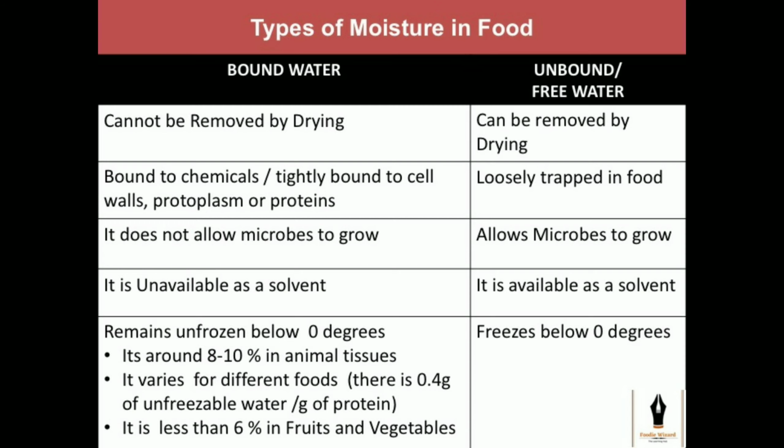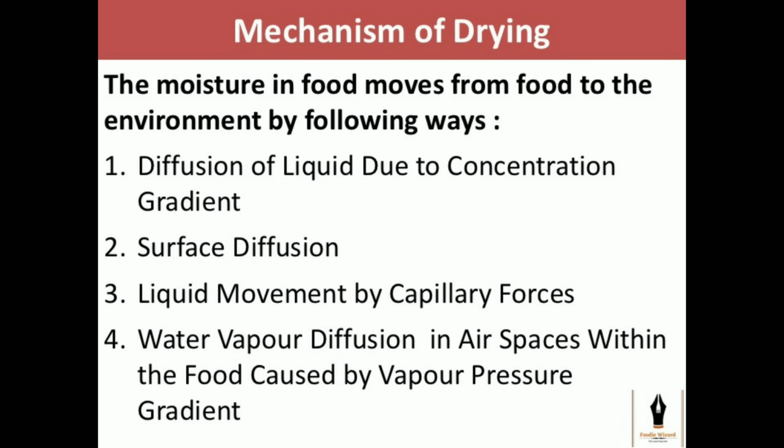The bound water which freezes below 0 degrees also has a variation in animal tissues and plant tissues. So the table says that it is around 8 to 10% in the animal tissues and it varies from food to food. That means the presence of the unfrozen water is actually 0.5 gram of water per gram of protein in the animal tissues, whereas it is less than 6% in the fruits and vegetables.